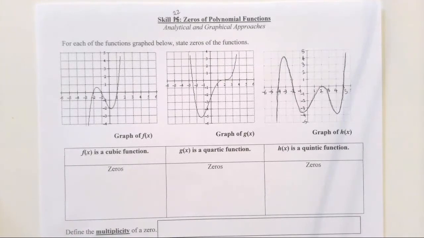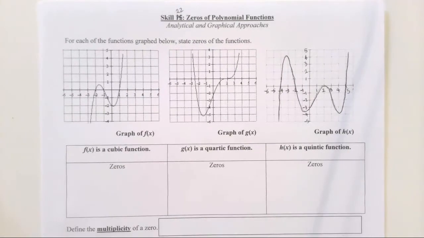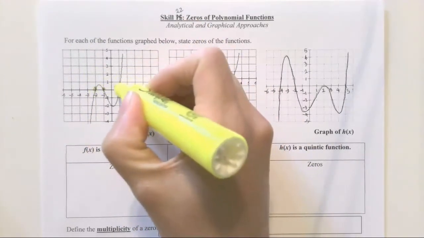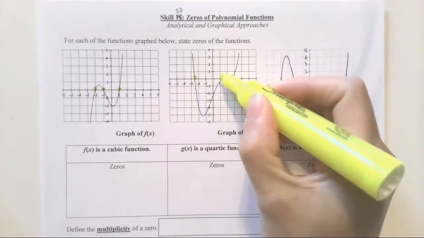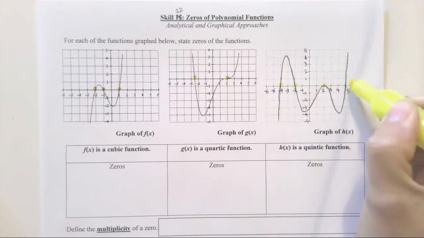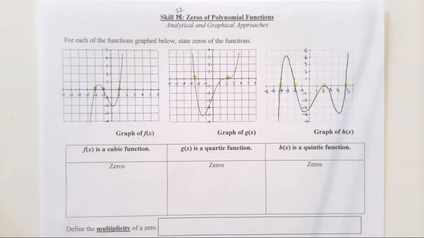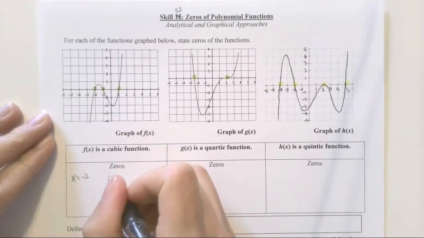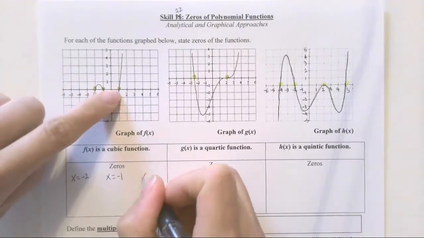So for each of the function graphs below, state the zeros of the function. So how should we go about that? How do you find zeros on the graph? Literally where it intersects with the x-axis. I'm going to use my highlighter first over here, here, and here, where it intersects with the x-axis. So those are the points that it intersects. So let's go ahead and write those down. For f of x, my zeros are x equal to -2, x equal to -1, x is equal to 1.